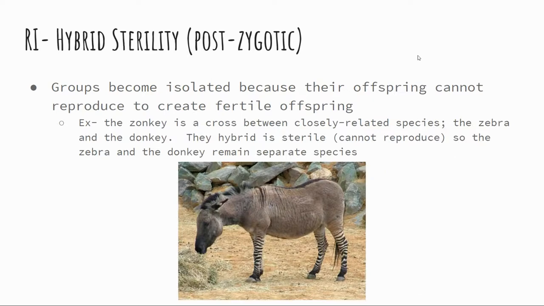So the post-zygotic example is hybrid sterility. These groups become isolated because their offspring cannot reproduce or create fertile offspring. An example is the zonkey. The zonkey is a cross between the closely related species, the zebra and the donkey. The hybrid is sterile, meaning that it cannot reproduce, so the zebra and the donkey remain separate species.